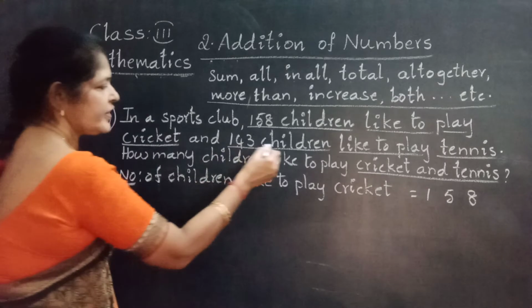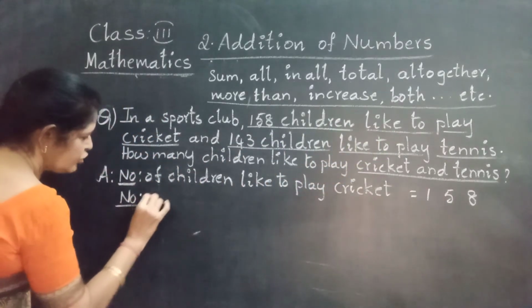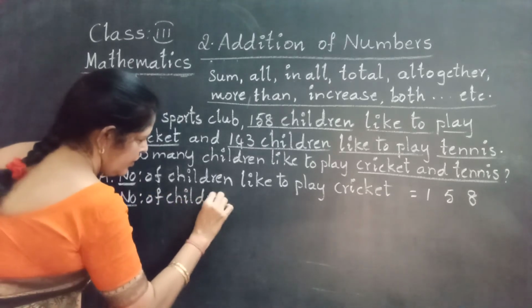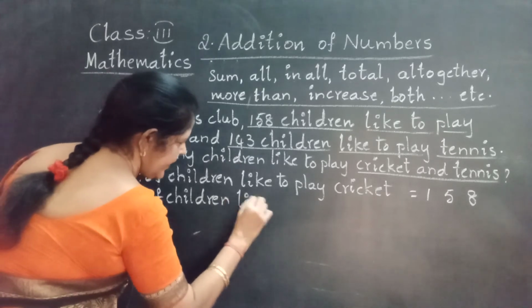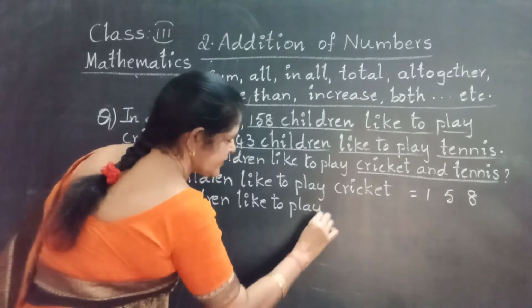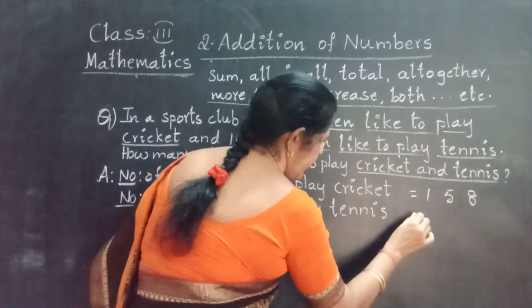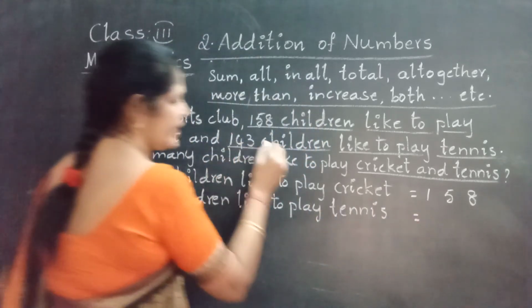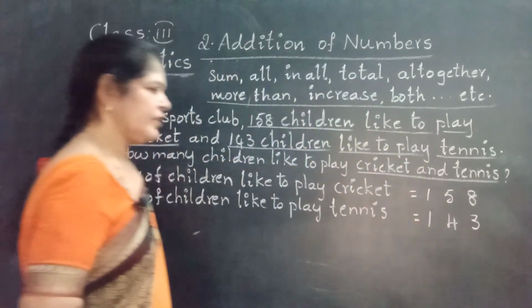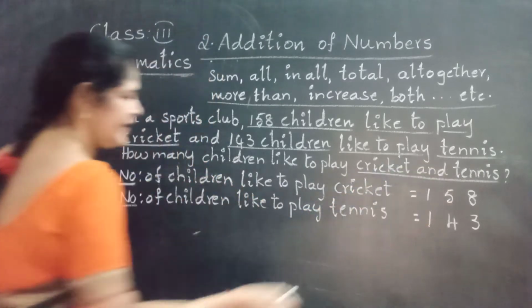Next, 143 children like to play tennis. Write the second step using words. Number of children like to play tennis. Same words. The name of the sport is tennis. How many children are playing tennis? 143. Write the second number correctly below the first number.